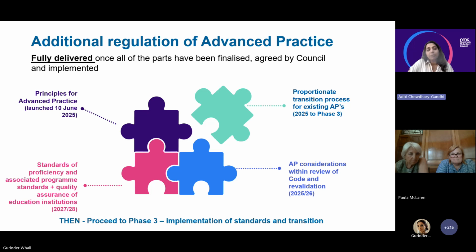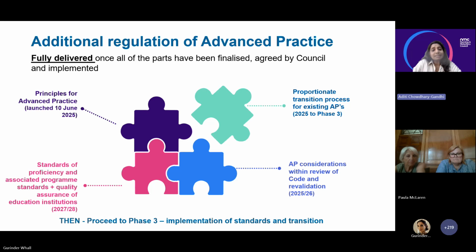So you'll see that the upcoming work on the horizon really is the AP considerations for within the code and revalidation review. As some of you will know, we have embarked upon the review of our code of conduct, which is now 10 years old, and our revalidation approach as well. We are going to embed what specific things we might want to consider and include as part of both those reviews and make sure that the AP strand is included within both of those.